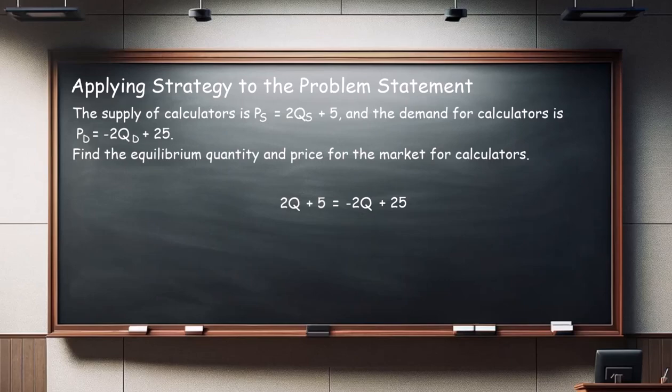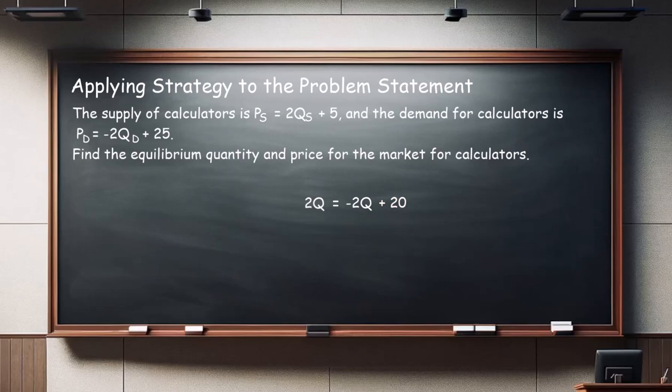Fourth, solve for the remaining variable. In this example, the remaining variable is q. So, let's solve the equation for q. Let's start by subtracting 5 from both sides of the equal sign. Subtracting 5 from the left of the equal sign leaves 0, and subtracting 5 from 25 on the right side of the equal sign leaves 20.